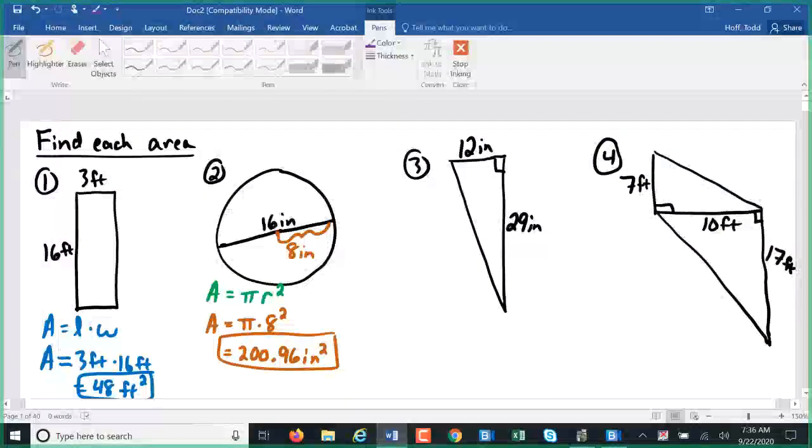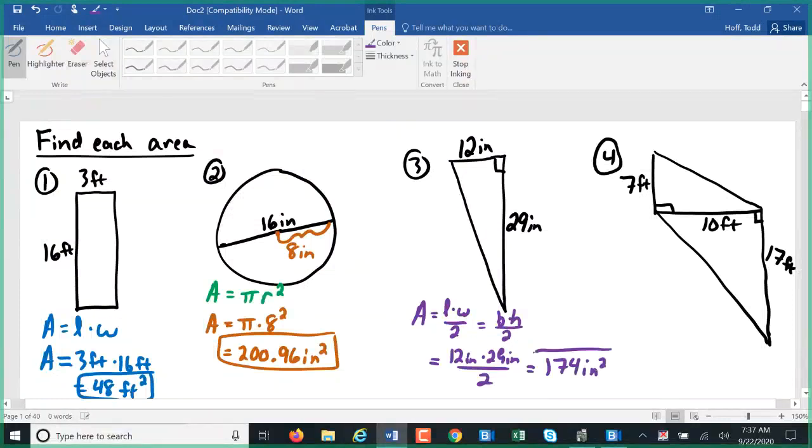Number three, triangle. Remember, the area for a triangle is related to that related rectangle. So you can think of it as length times width divided by 2, or base times height divided by 2, or 1/2 times length times width, however you want to look at it. So this one we have our 12 inches by 29 inches divided by 2, which gives us 174 inches squared, square inches.